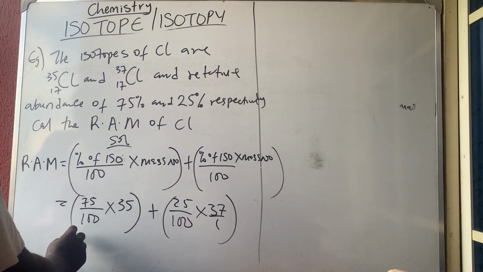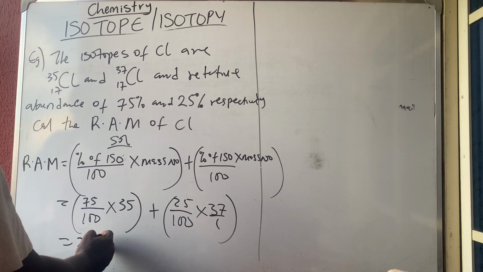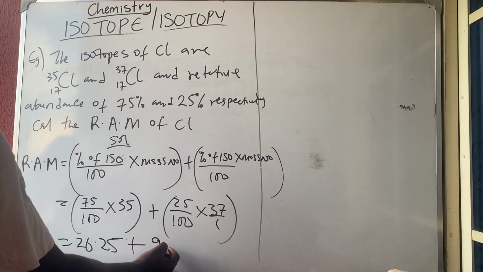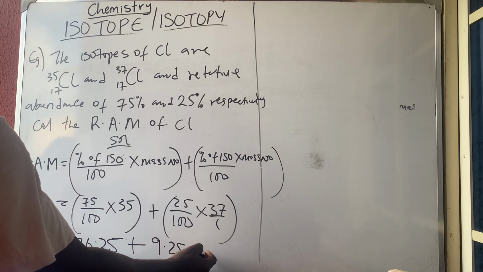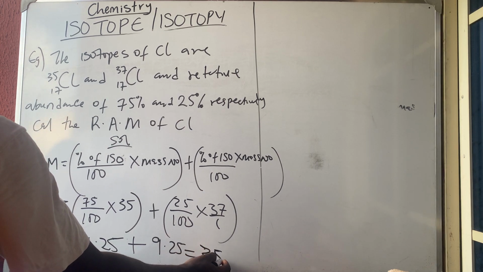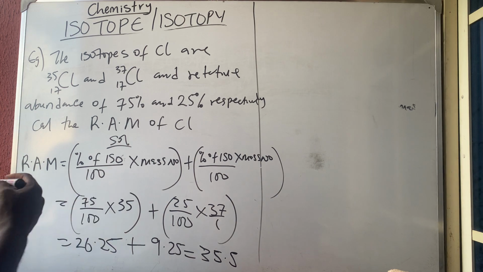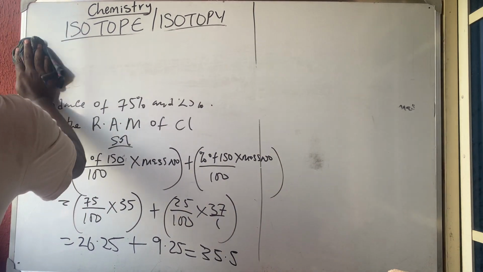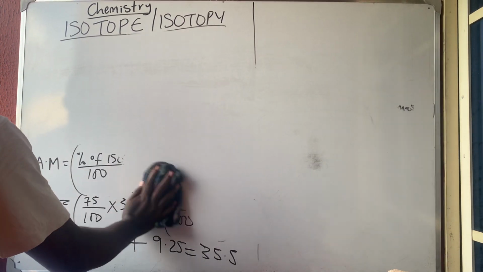If you do the math, you're going to have 26.25 plus 9.25, which will give you 35.5. Okay? 35.5. As simple as that. The next question, let's take one more question from there.